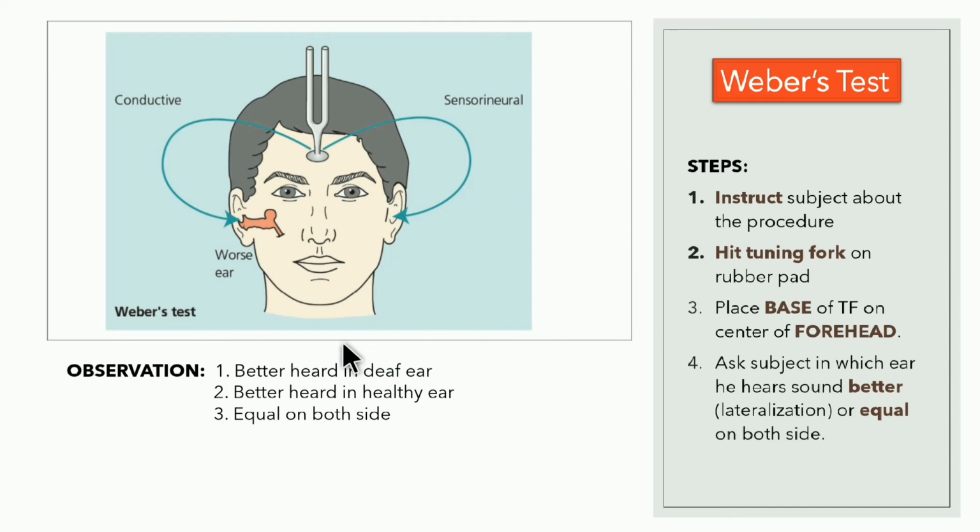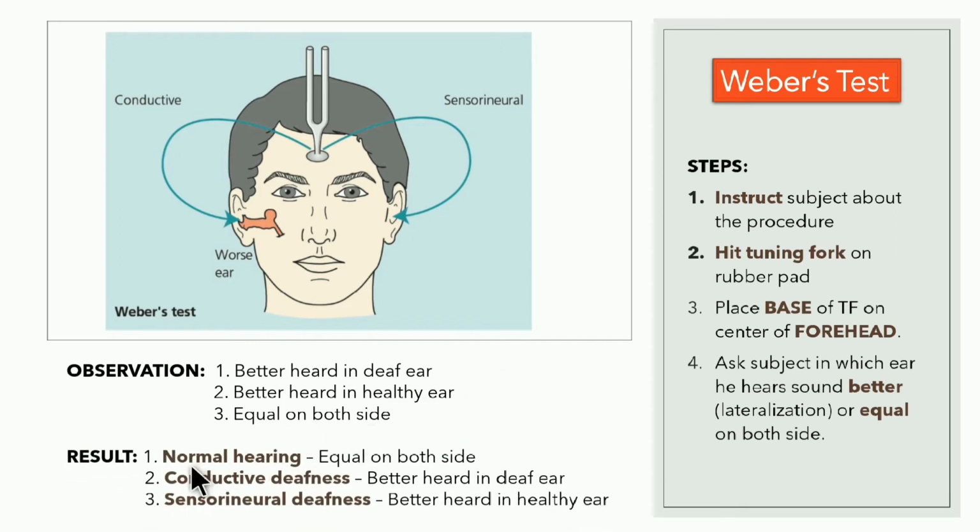So these are the only three scenarios possible in this test: better heard in the deaf ear, better heard in the healthy ear, or equal on both sides. Now let us look at the result. When the person is having normal hearing, the result will be equal on both sides. So the patient will say that he is able to hear the sound equally on both sides. There is no lateralization.